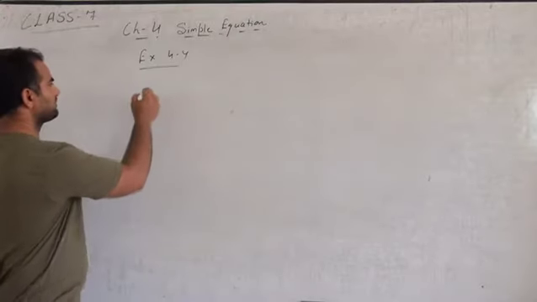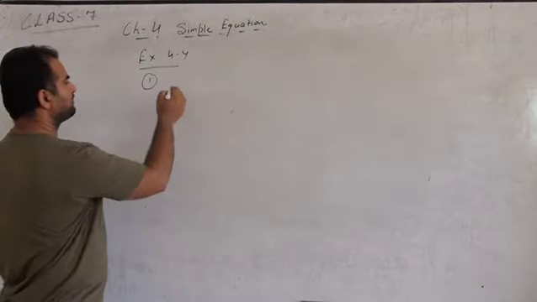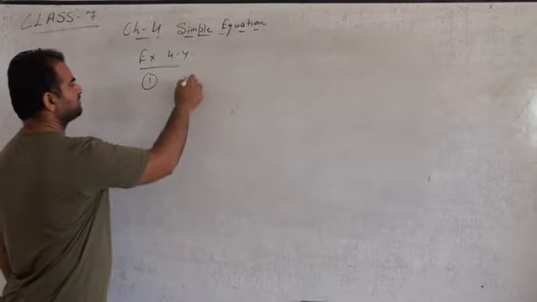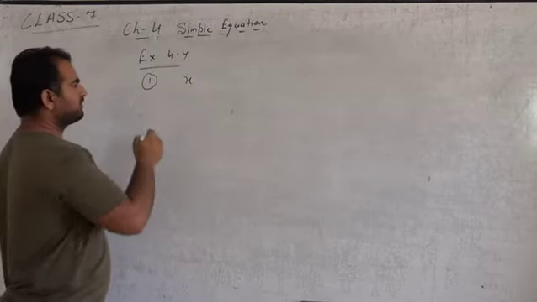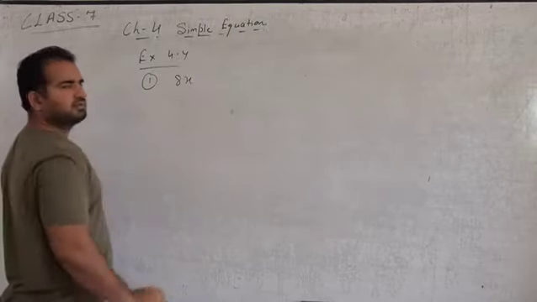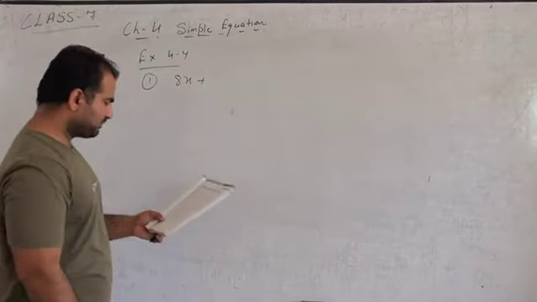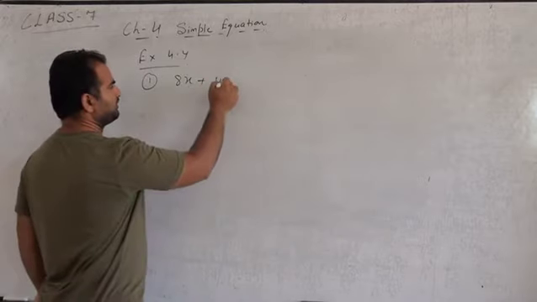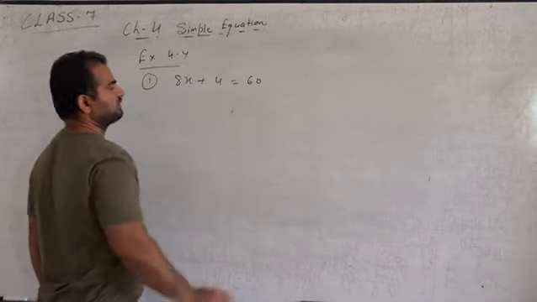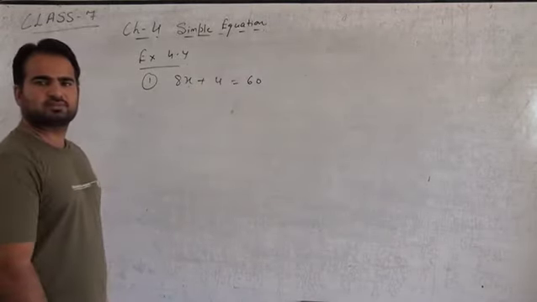The first question is: add 4 to 8 times a number. So let the number be x. We have to take it 8 times, and then we have to add 4, then we will get 60. This is our first equation: 8x + 4 = 60.